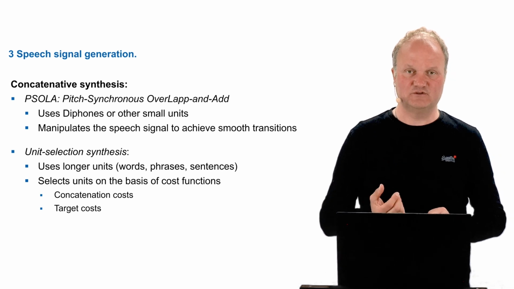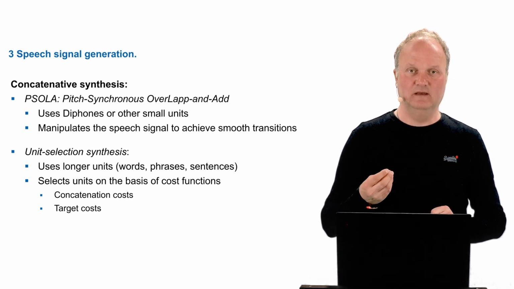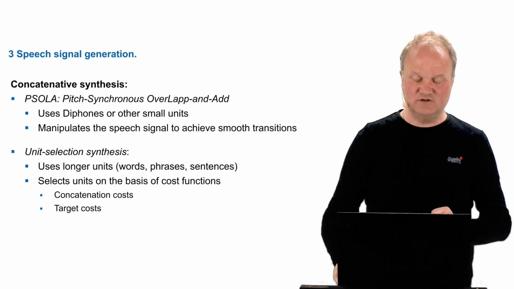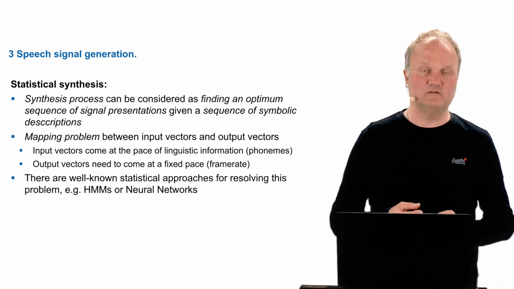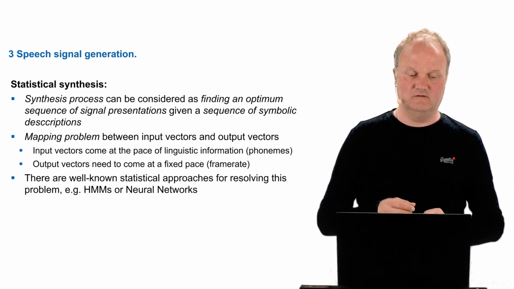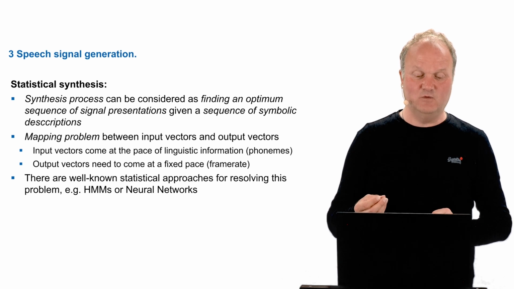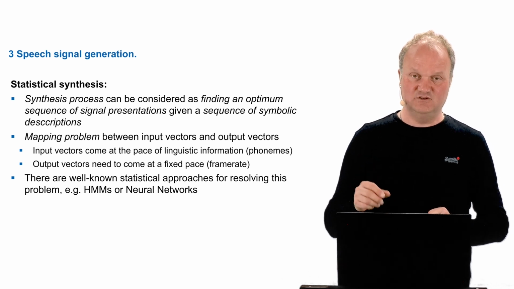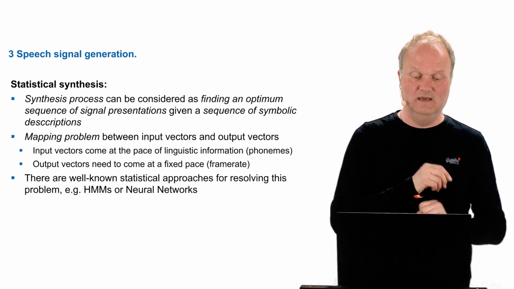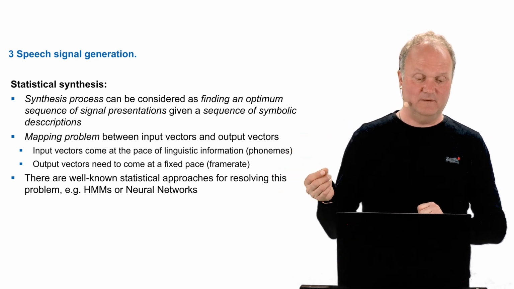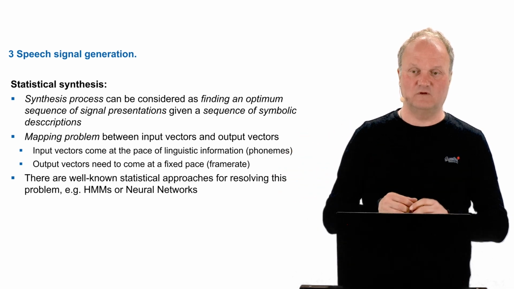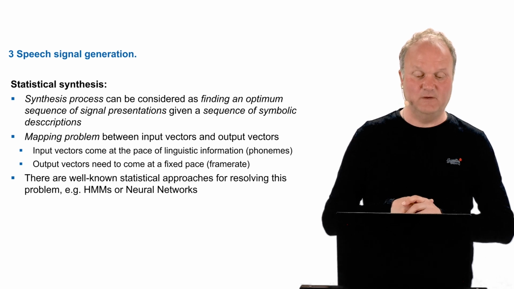This unit selection approach already points out that there is a kind of optimization problem in terms of sequences in the synthesis process. So the synthesis process can be considered as finding an optimum sequence of signal representations, here in terms of units, given a sequence of symbolic descriptions. These are the ones extracted from my symbolic textual preprocessing.